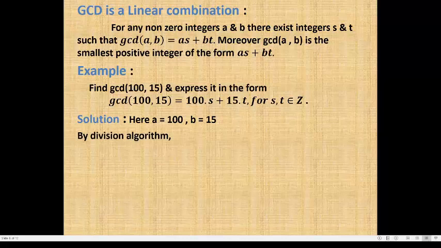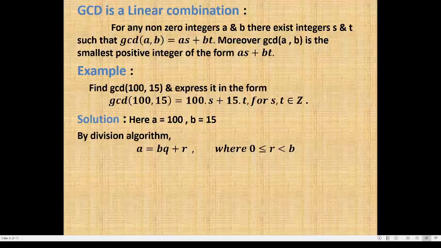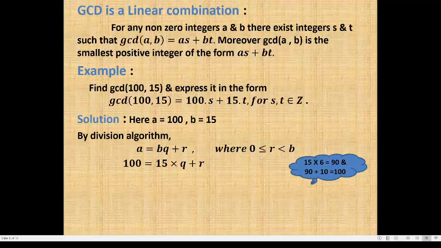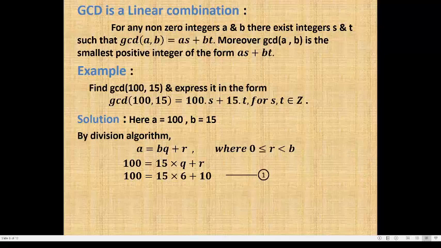So by using the division algorithm, A is equal to B times Q plus R, where 0 less than or equal to R less than B. Substitute the values. 100 is equal to 15 into Q plus R. So 15 into 6 equals 90, and 90 plus 10 is equal to 100. So quotient is 6 and remainder is 10. So we get 100 is equal to 15 into 6 plus 10. Call it equation 1.